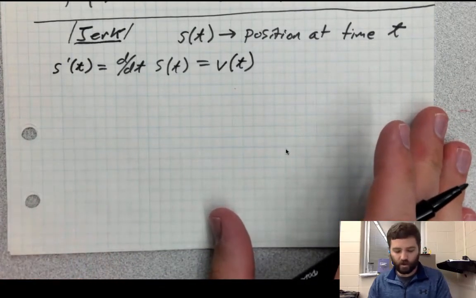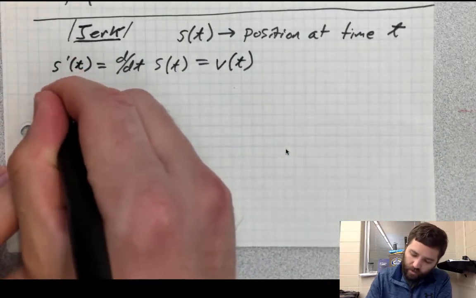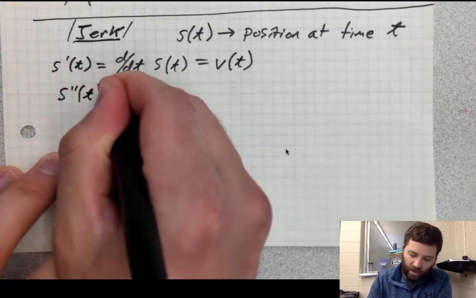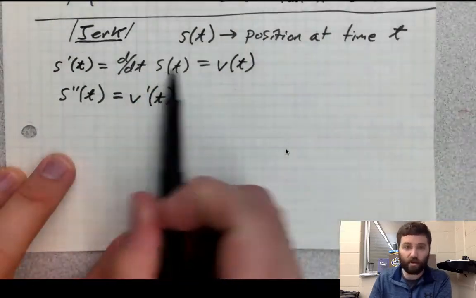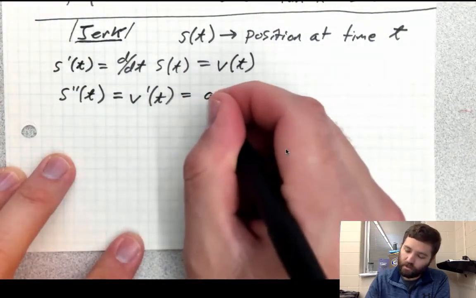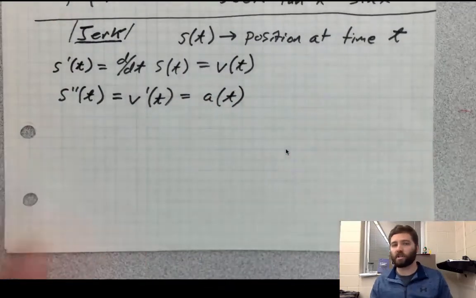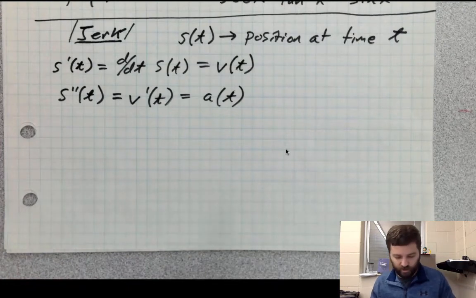Okay, so then if I go from there, if I take the second derivative of s, so s double prime of t, that would be equal to v prime of t. In other words, that would be the derivative of v of t. That turns out to be acceleration. The change in velocity is acceleration, the definition of acceleration.